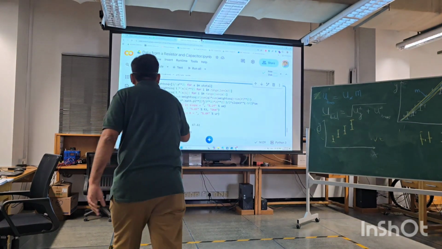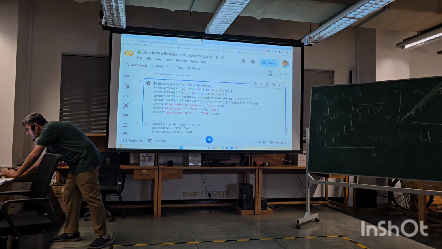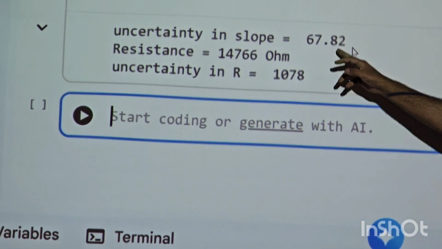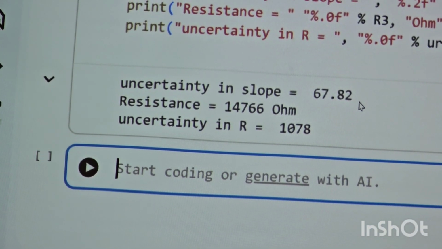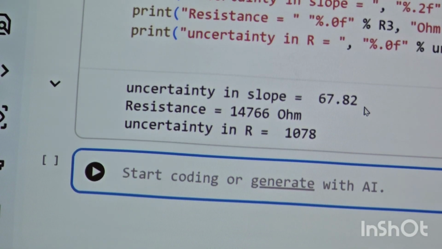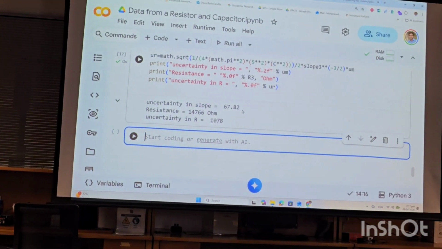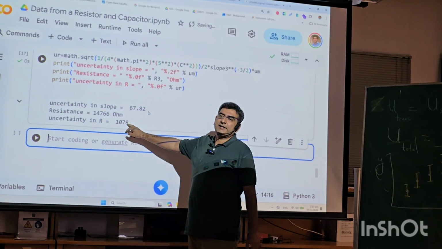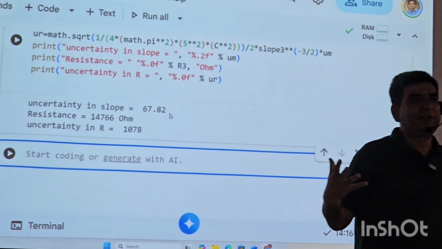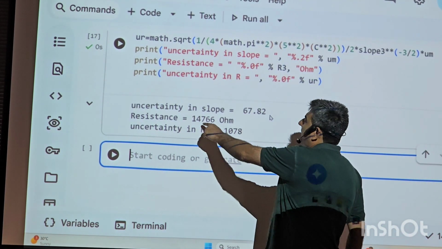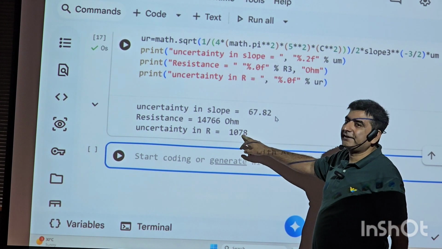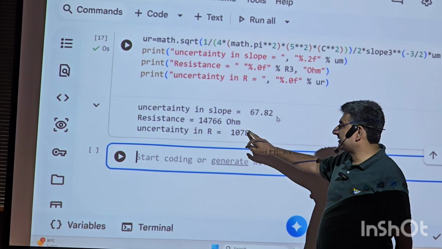Okay. So once I did this uncertainty calculation, the uncertainty in slope turns out to be 67 units, 68 units. Look, in 460 this is the uncertainty, and the uncertainty in resistance is 1080 ohms. So my best estimate was 14,766 ohms and the uncertainty is 1078.